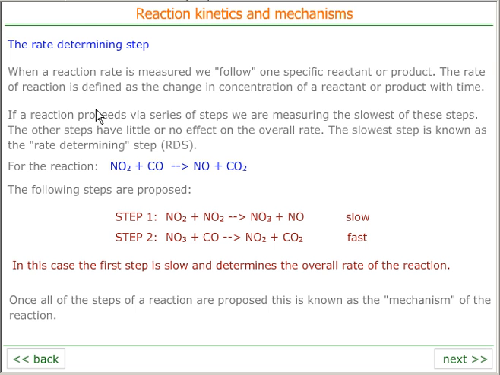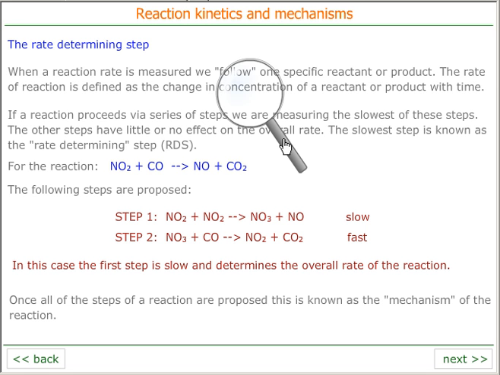Now when we measure the actual rate of reaction, we follow either a reactant or a product and see how its concentration changes with time. Effectively though, if there are a series of steps, what we are really looking at is the slowest step, because it is this that determines the overall rate of the chemical reaction. We call the slowest step the rate determining step.